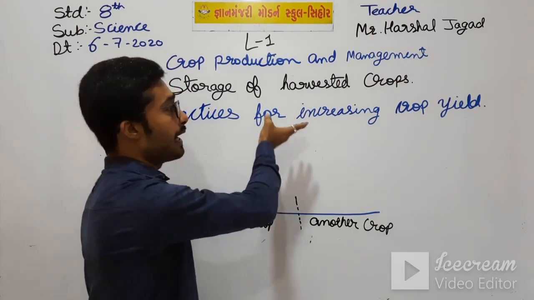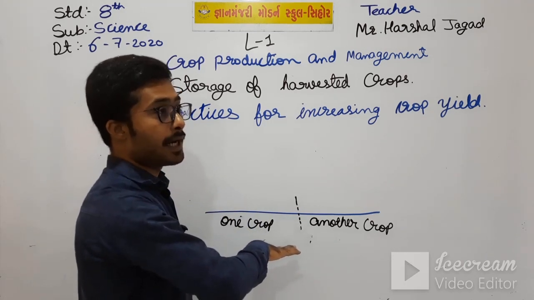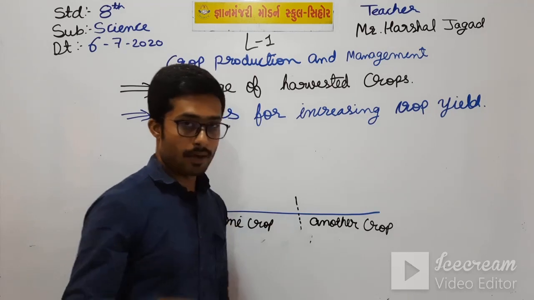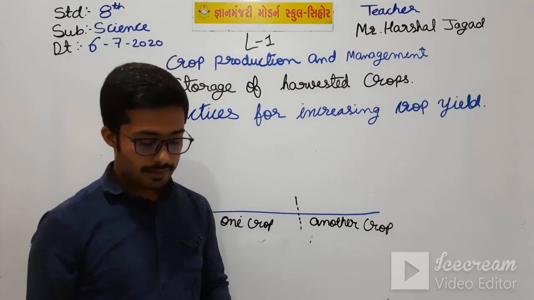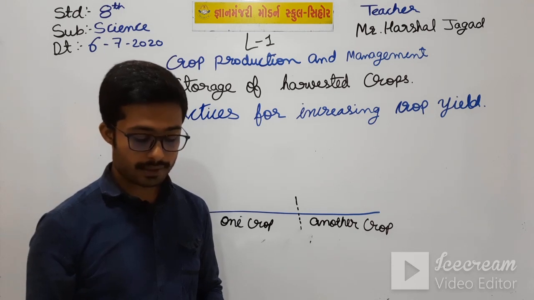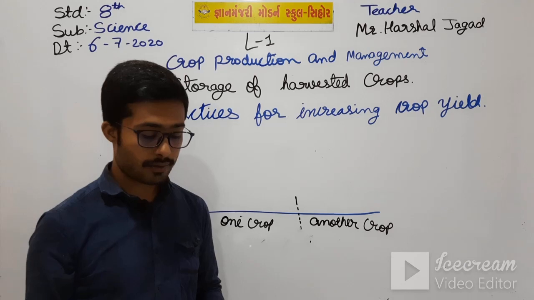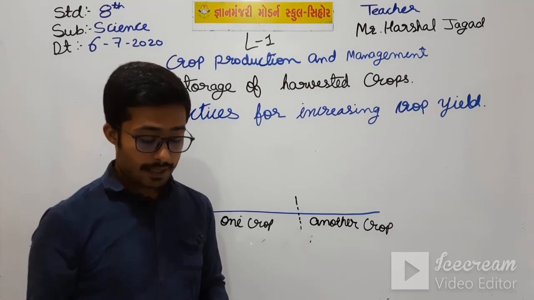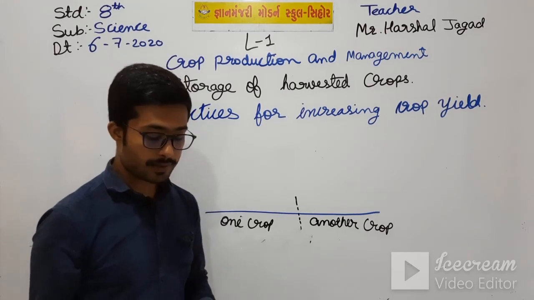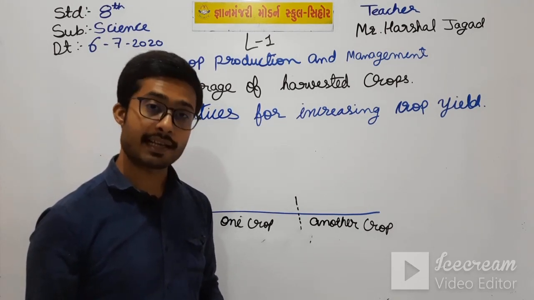It takes atmospheric nitrogen and converts it into nitrogen compounds in the soil. They thus help to restore the nitrogen content of the soil. This is done by the process called nitrogen fixation. Nitrogen fixation is part of the nitrogen cycle. We will learn about nitrogen fixation in the next chapter.